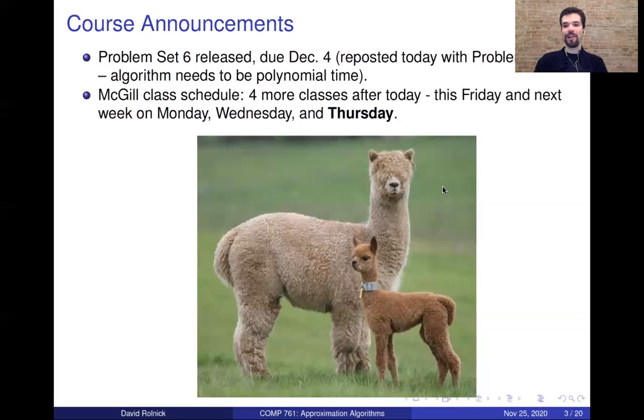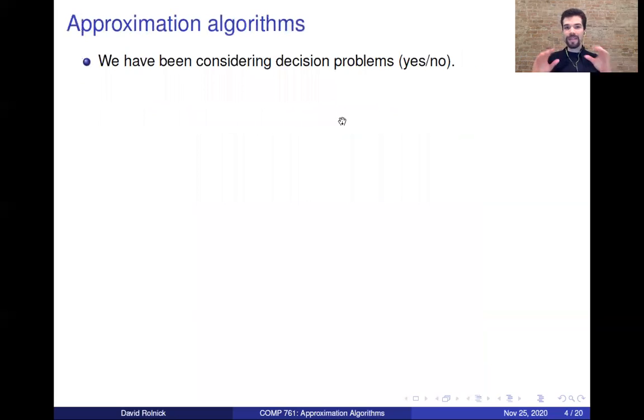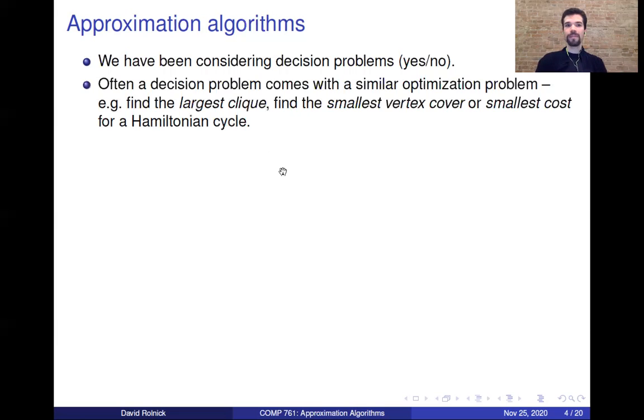Okay, let's get started. So today we're going to be looking at approximation algorithms. We've been considering decision problems, which are yes or no valued problems. They're either a yes or they're a no. And often a decision problem will come with a similar optimization problem. For example, we were looking at whether there is a clique of a certain size, but you could also imagine trying to find the largest clique, or the smallest vertex cover, or the smallest cost for a Hamiltonian cycle.